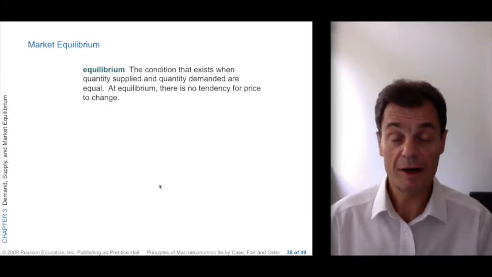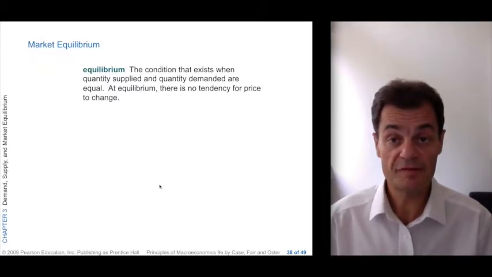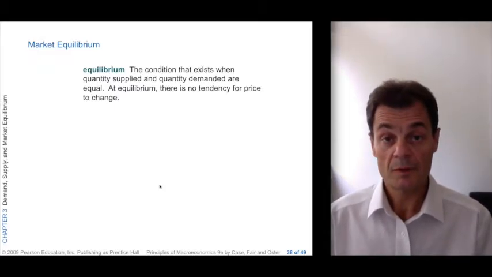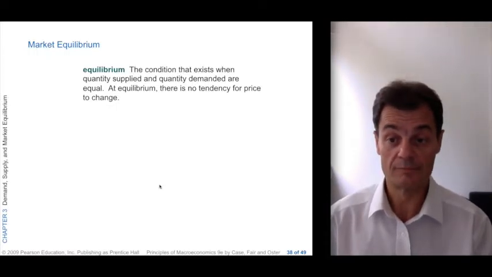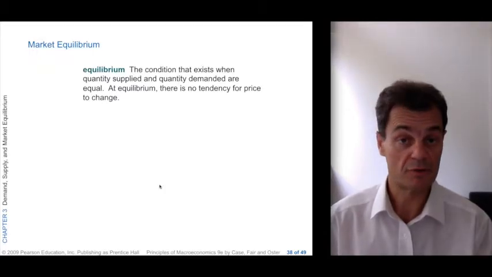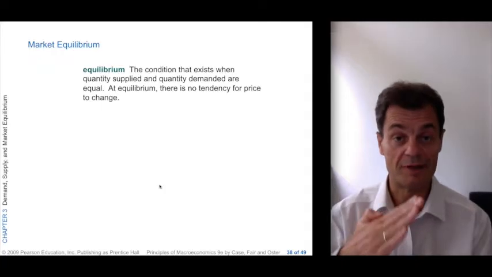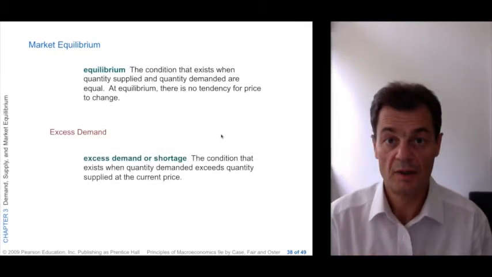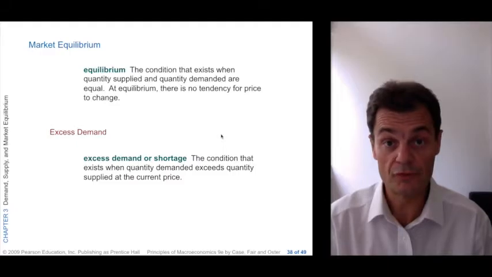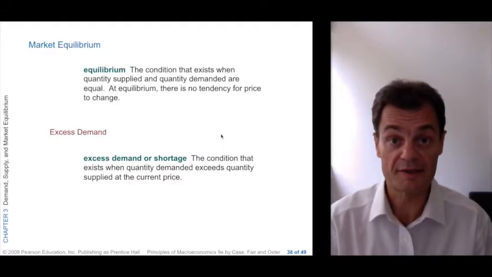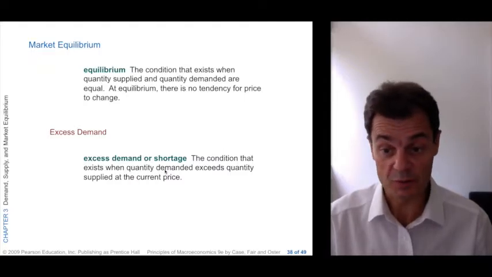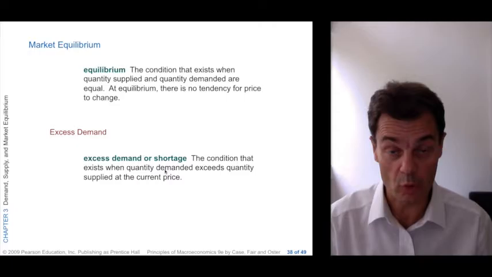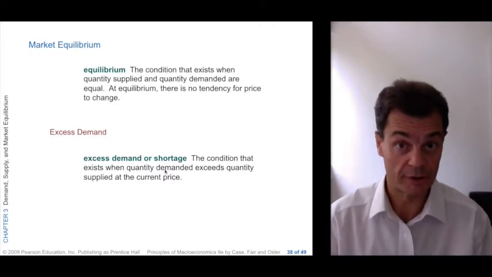The market equilibrium is simply the place where the quantity supplied and the quantity demanded are equal. At equilibrium, there is no tendency for the price to change because there is equal quantity of product demanded and equal quantity of product supplied. From equilibrium, we can move to a situation of what is called excess demand or shortage. A shortage is a condition that exists when quantity demanded exceeds the quantity offered. That's where shortage is taking place.